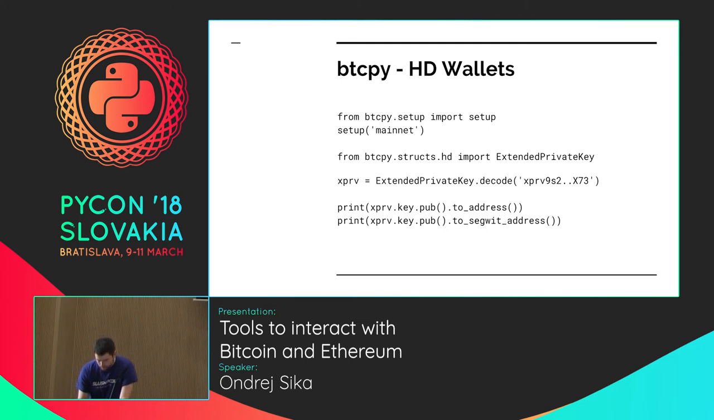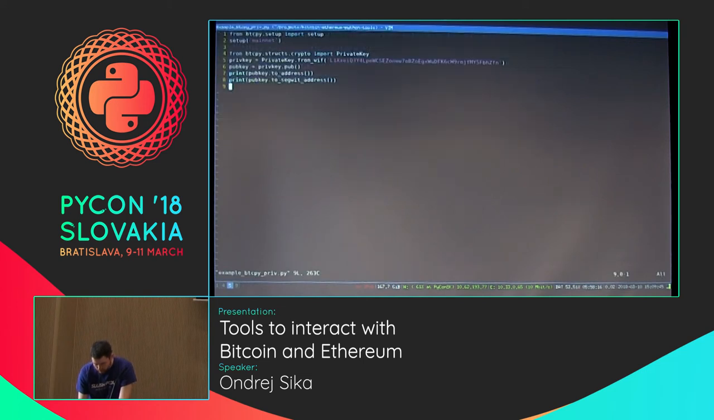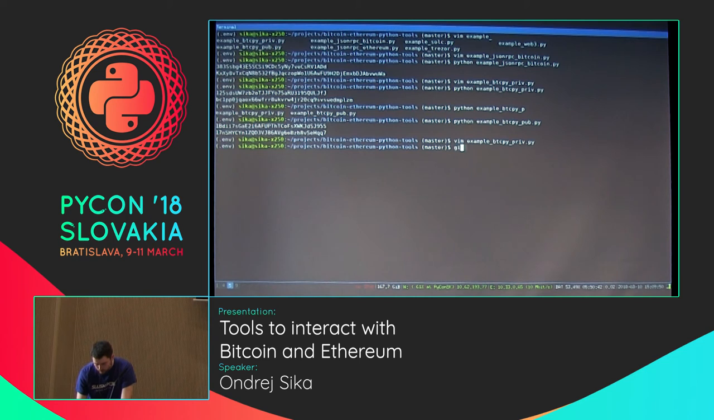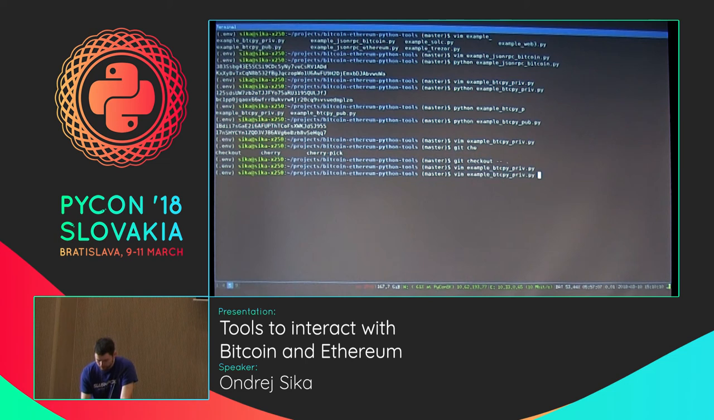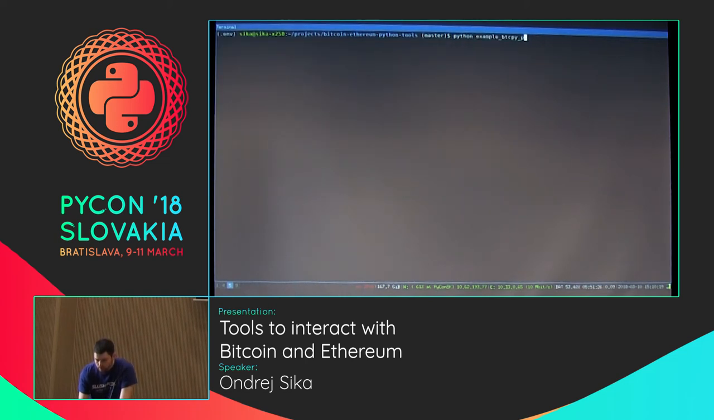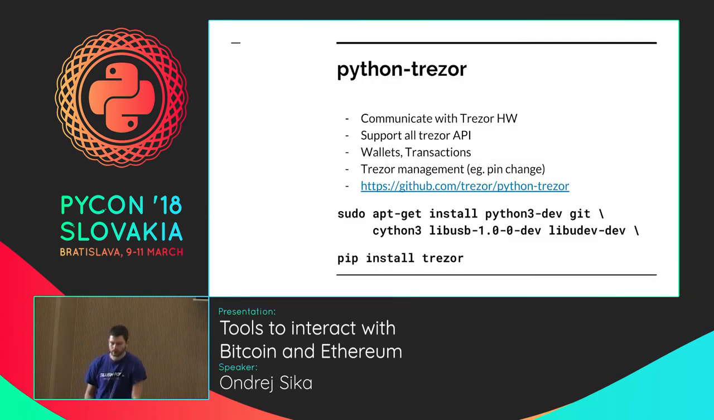Yeah, I have another example. Sorry. Yeah, the second part is generating from the extended private or public key for the HD wallet. If I run the whole thing, yeah, here the last two are also Bitcoin addresses generated from the HD wallet format.